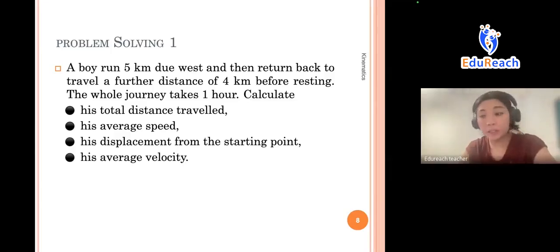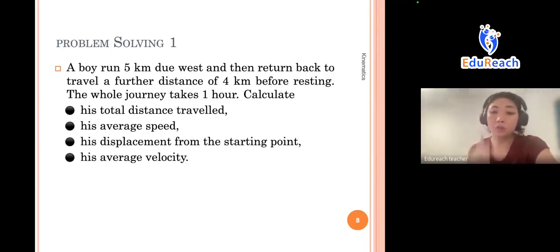His average speed, recall again, average speed is total distance divided by time taken, right? So the speed is also very simple. 9 km divided by 1 hour is just therefore 9 kilometers per hour.